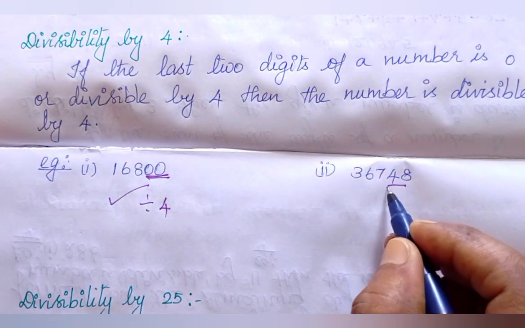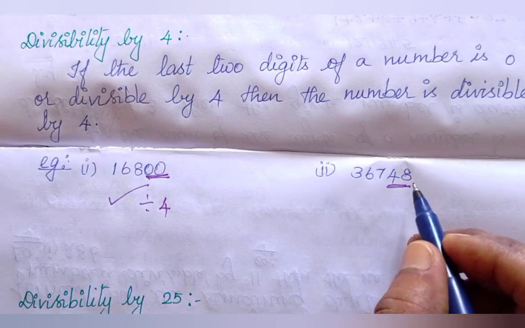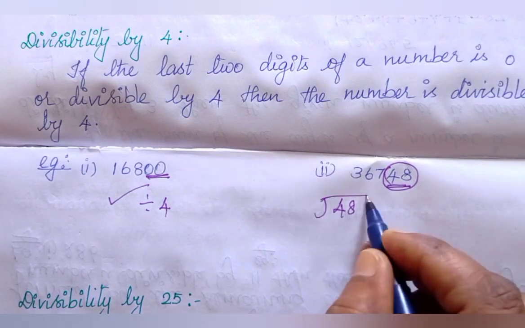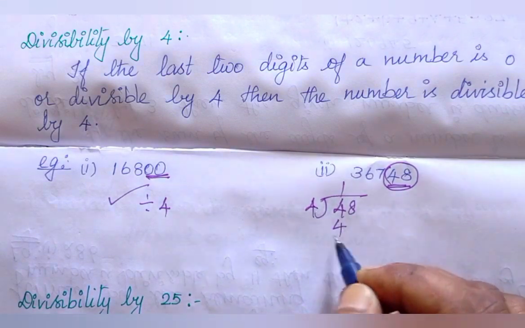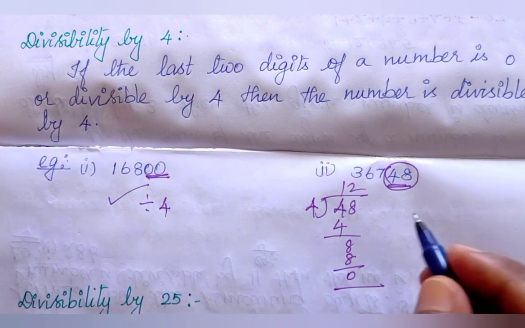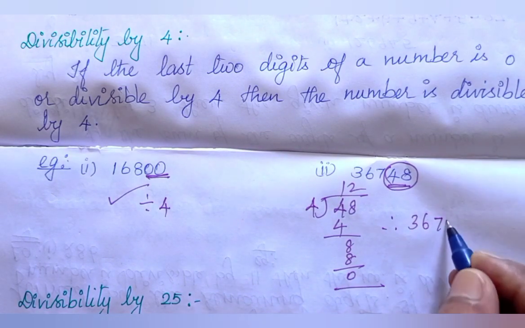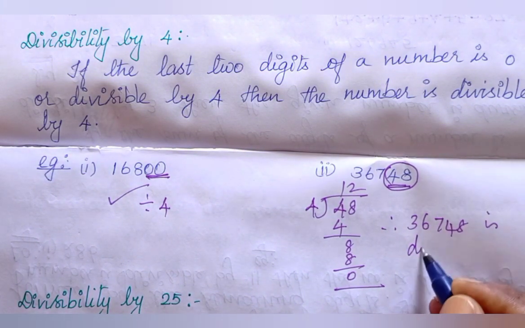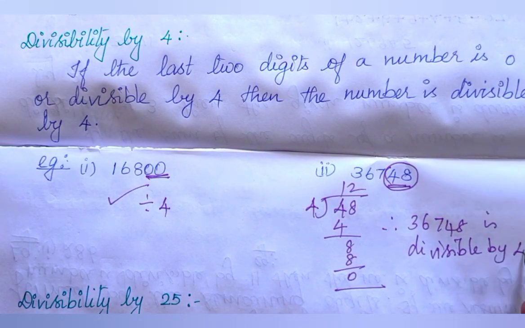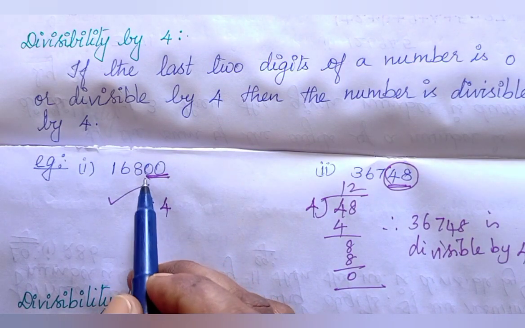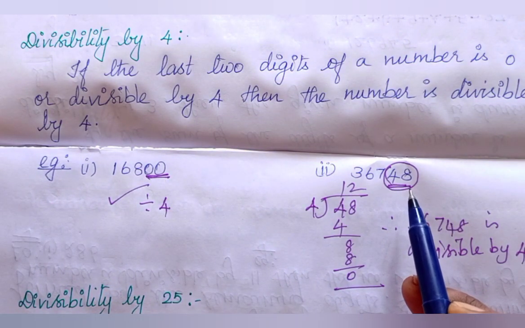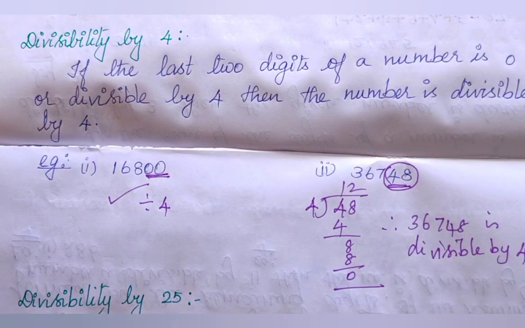Now we are going to check the second one. 36,748. We should take the last two digits, 48, and divide by 4. 4 1 times 4, then 4 2 times 8, and it is completely divisible by 4. Therefore, 36,748 is divisible by 4. So, if the last two digits of a number are 0 or divisible by 4, definitely those numbers will be divisible by 4.